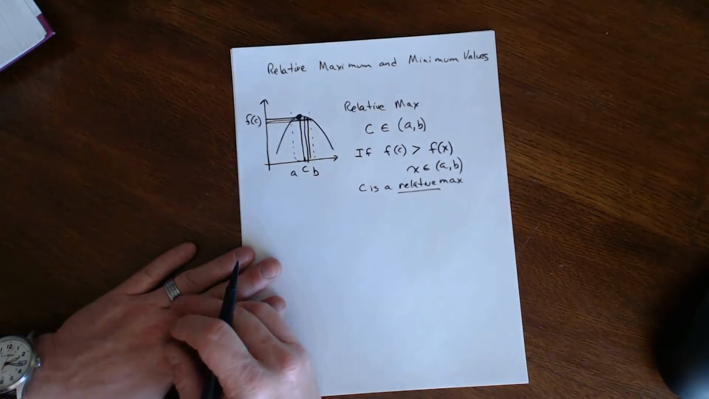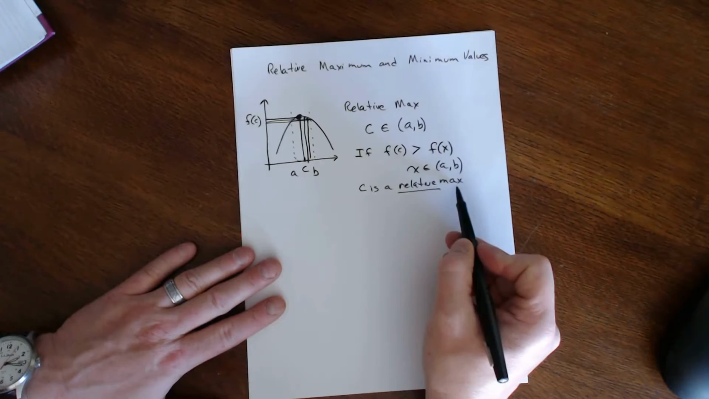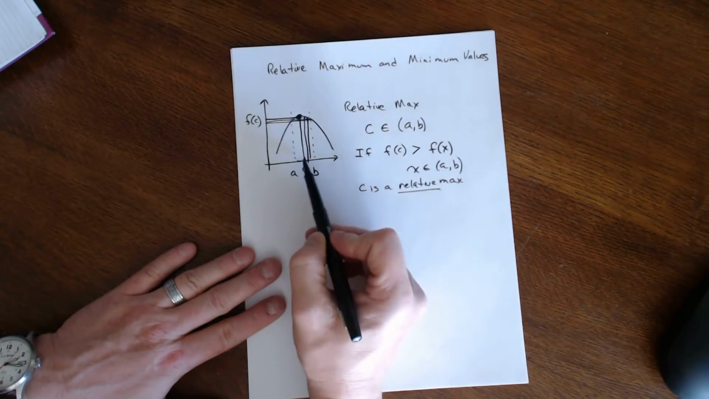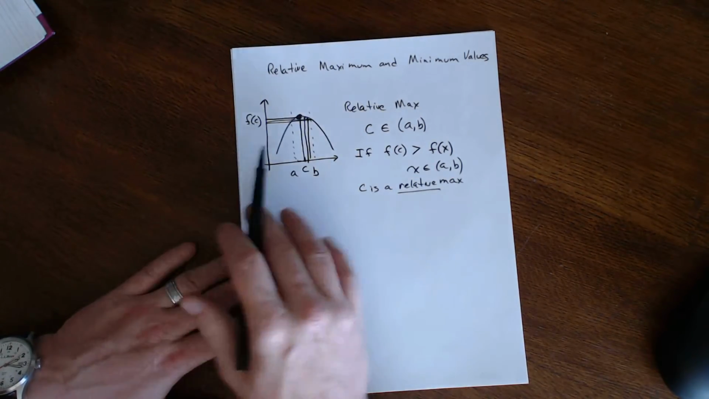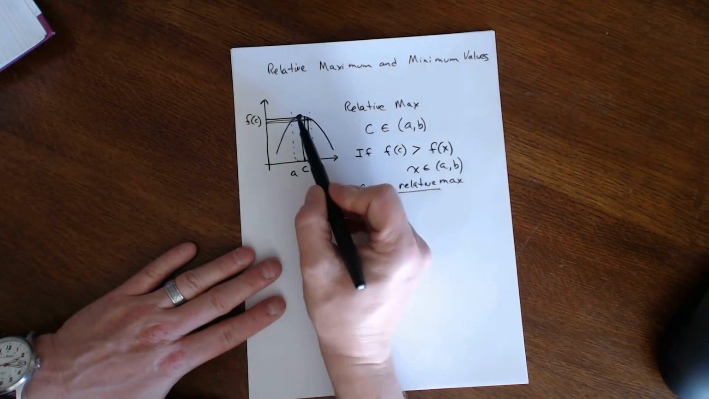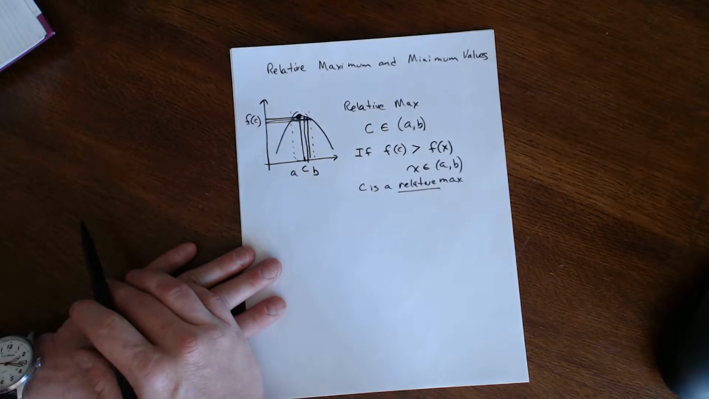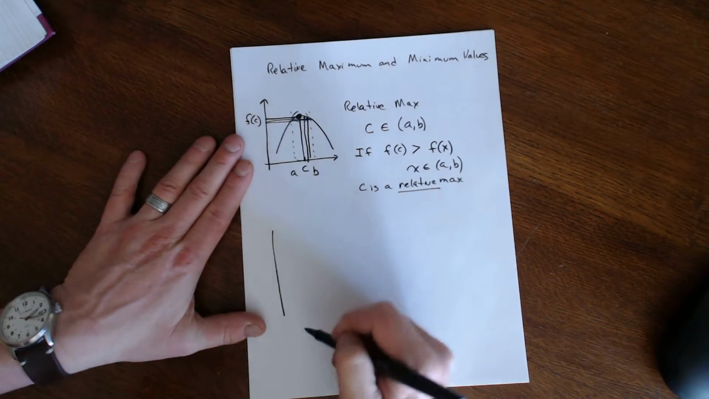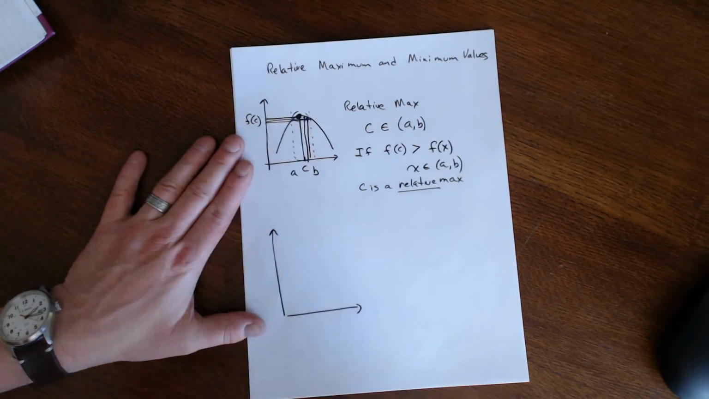Relative means that its maximum value is relative to points that are on either side of it. We're not talking about an entire function as a whole. We're only talking about the little points that are on either side of that point. The opposite is true for a relative min.